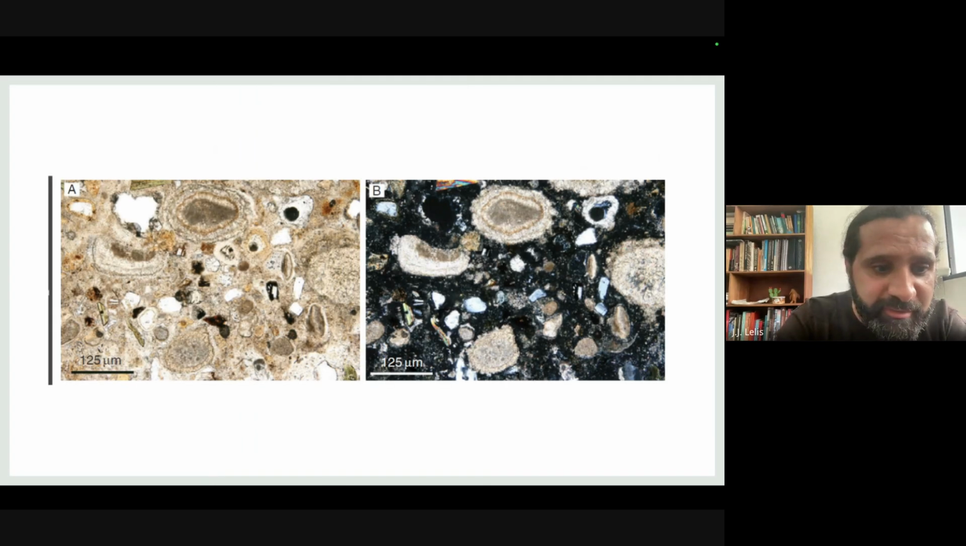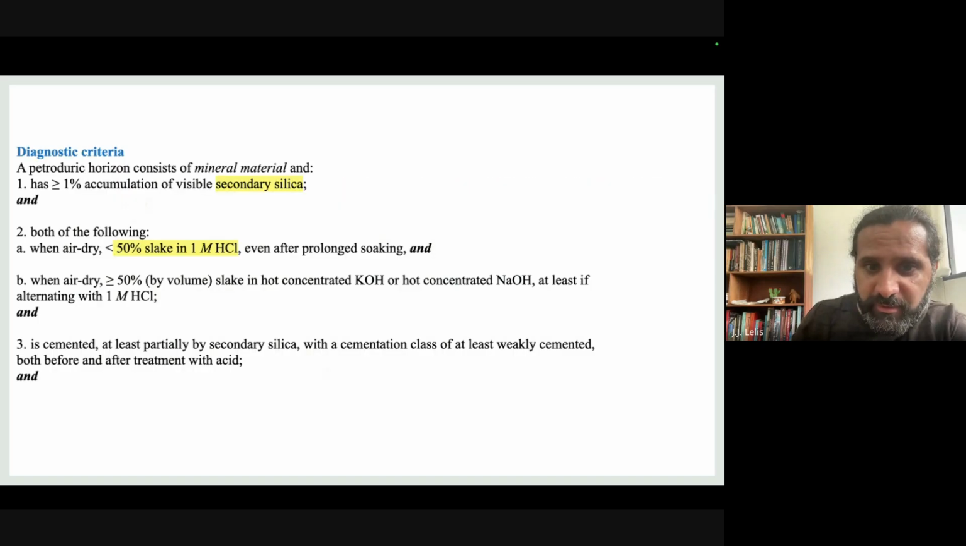Here are some thin sections described in petroduric horizons, and you can see these yellowish colors as this low crystalline silica that fills almost all voids of the soil. So you can only see voids here in this white zone, and here and here and here, but the majority of the soil is filled by silica and other materials. Because of this, we have this high bulk density and this strong cementation.